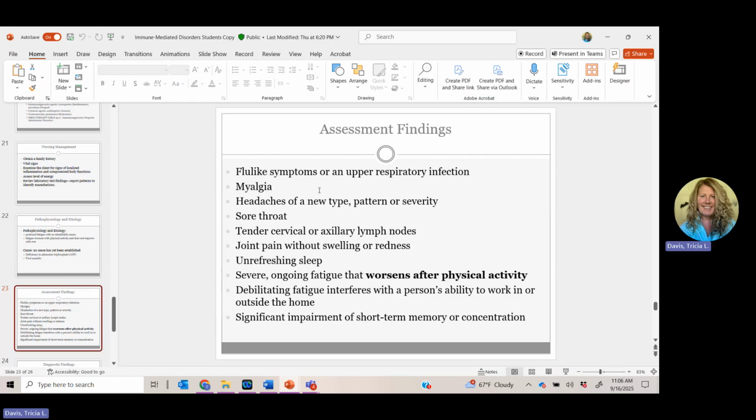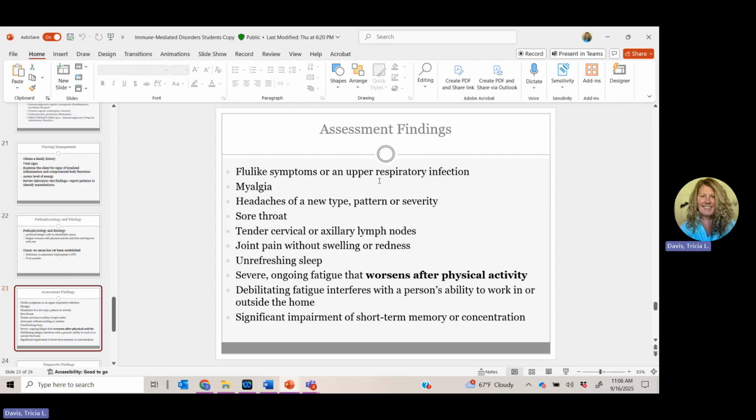So, assessment findings. These patients will present with flu-like symptoms, okay? Even possible symptoms of an upper respiratory infection. So malaise, very, very tired, achy joints, achy muscles, headaches, okay? They might complain that they've gotten headaches before, but this is a new type of headache and that it's coming very often, very severe. Might have a sore throat, maybe tender lymph nodes in the axillary and cervical area, joint pain with or without redness, unrefreshing sleep. So these patients will say, I have slept for 14 hours and I'm more tired than before I went to bed.